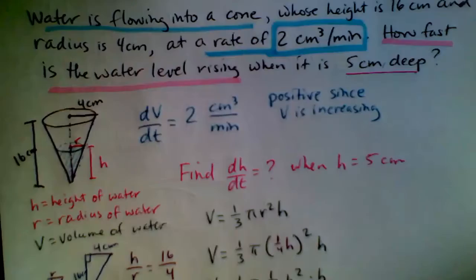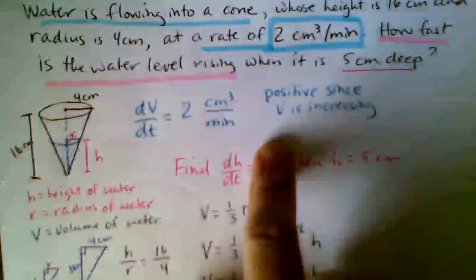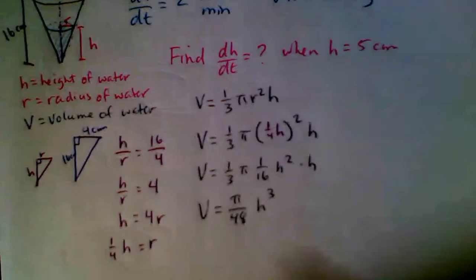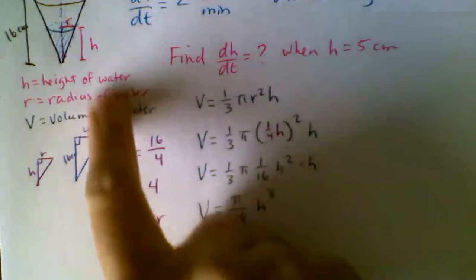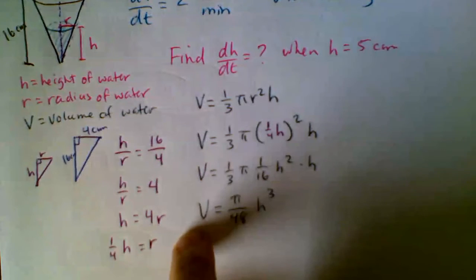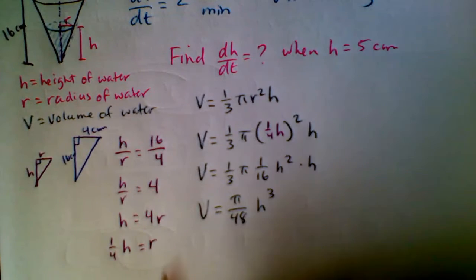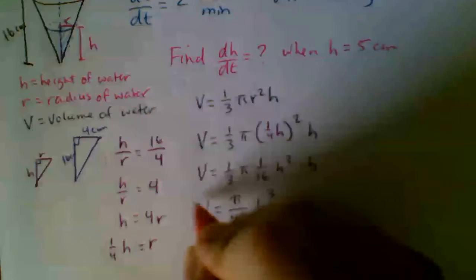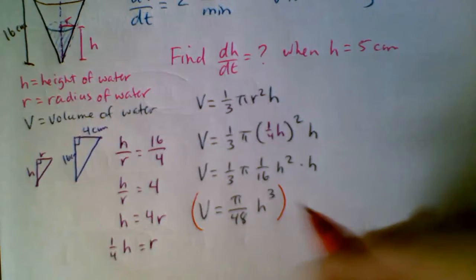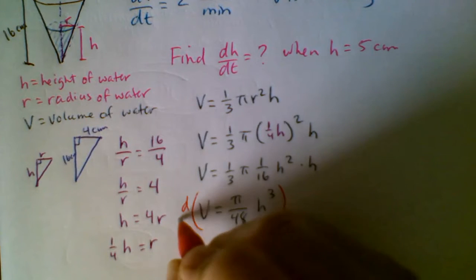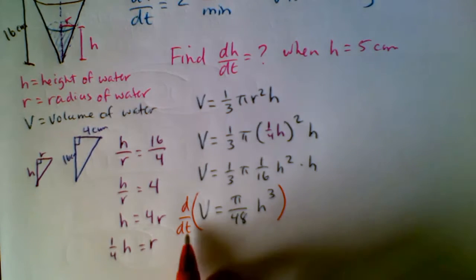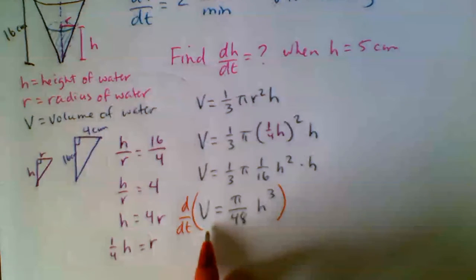Okay, so now that we've translated our problem into symbols and we've used our prior knowledge to come up with equations that link the variables together, now we'll actually do some calculus. So what we'll do now to bring the derivatives into the whole situation is we're going to take the derivative with respect to time of both sides of our equations.